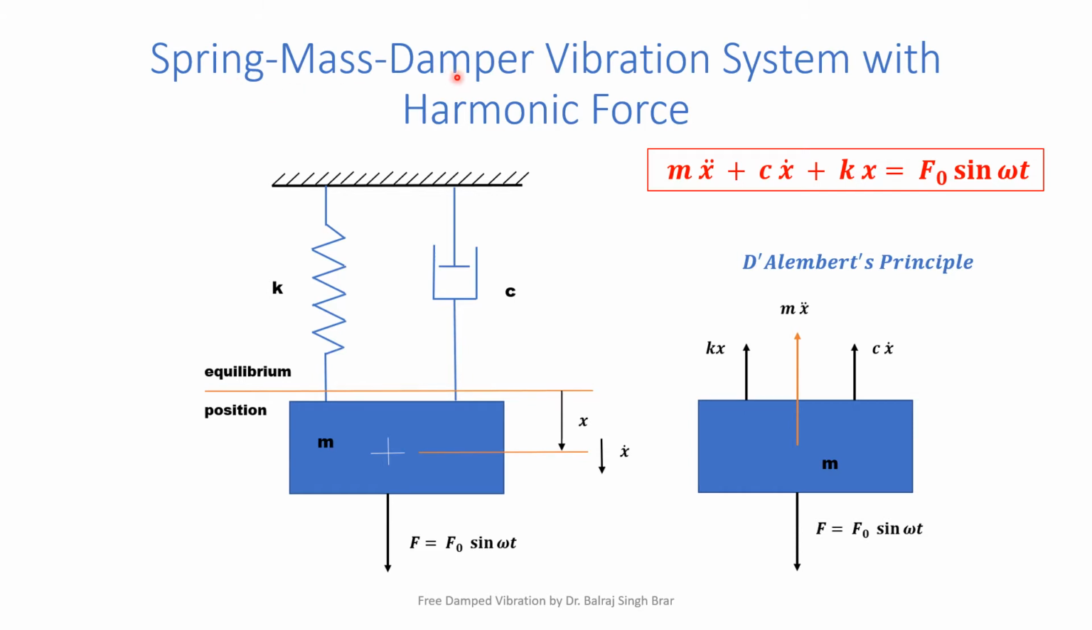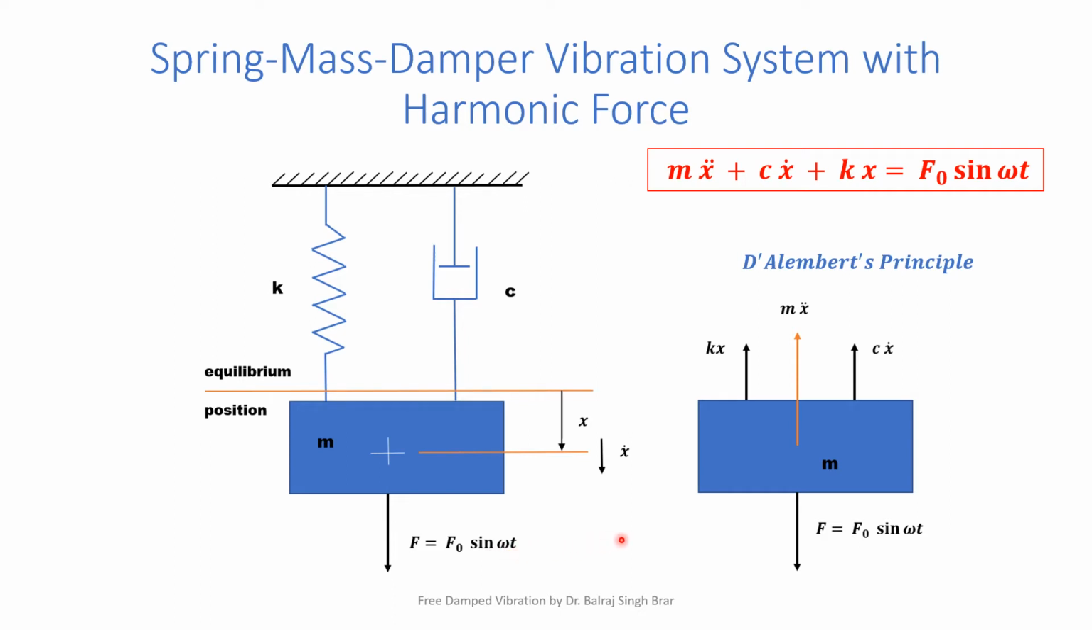from the spring mass damper vibration system with a harmonic force, let this be the mass supported on the base of support through a spring of stiffness k Newton per meter and a dashpot having damping coefficient c Newton second per meter, and let the mass be subjected to a harmonic force F, which has amplitude F naught and is vibrating with the harmonic frequency, F naught sine omega t.